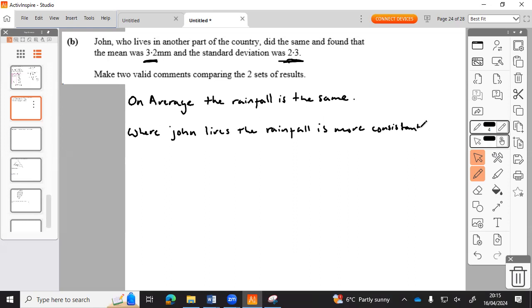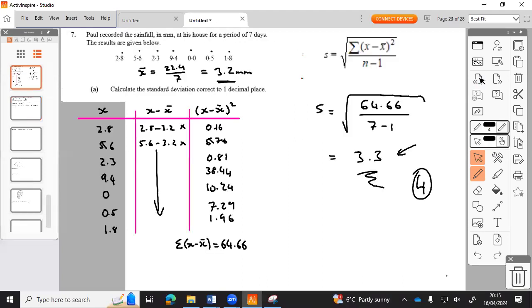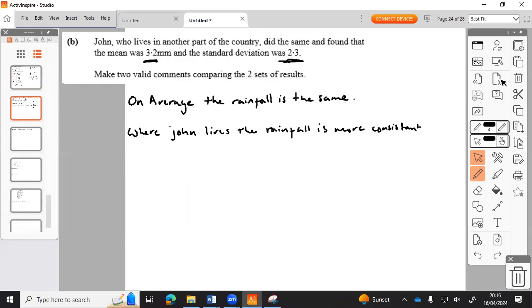All right. The higher, so the first area where Paul lives, the rainfall is more variable because the standard deviation is higher. So the mean rainfall, the average rainfall we get, is the same, but it varies more where Paul lives. Some days you get a lot, some days you get a little.